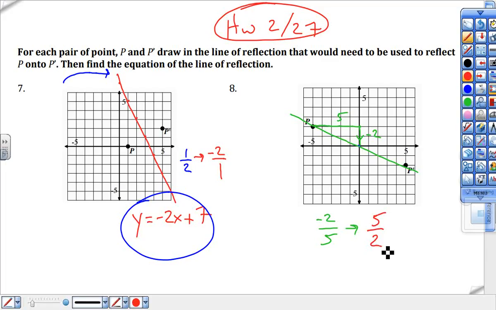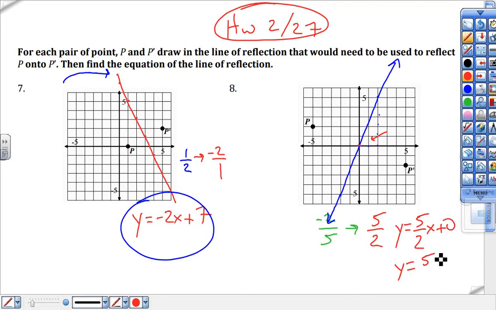5/2 positive. So now I'm going to go through that line, find that middle point again, and from that middle point, I'm going to use that new reciprocal slope. I'm going to go over 2, up 5. So right 2, 1, 2, 3, up 5. Stair step the other way. Draw my line through them. And you can see this line has a y-intercept of 0. So this line is y equals 5/2 x plus 0, or just plain old y equals 5/2 x.